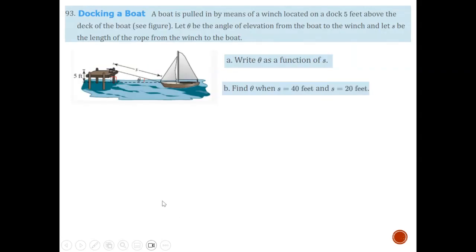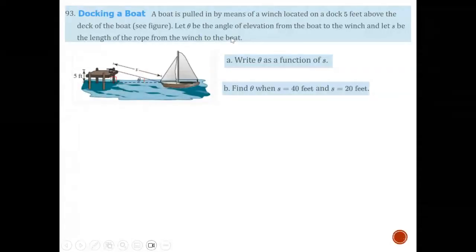Now here's how we use it in real life. This is number 93 from the same section, which is 4.7. It says a boat is pulled in by means of a winch located on a deck 5 feet above the deck of the boat. See the figure below. Let theta be the angle of elevation from the boat to the winch, and S the length of the rope from the winch to the boat.